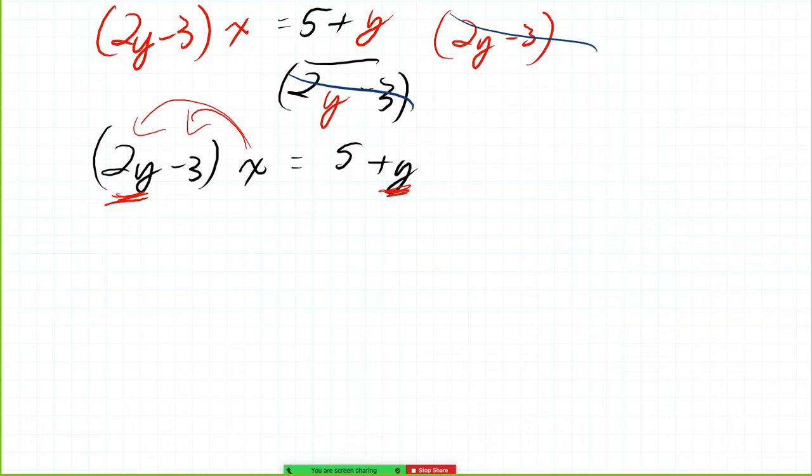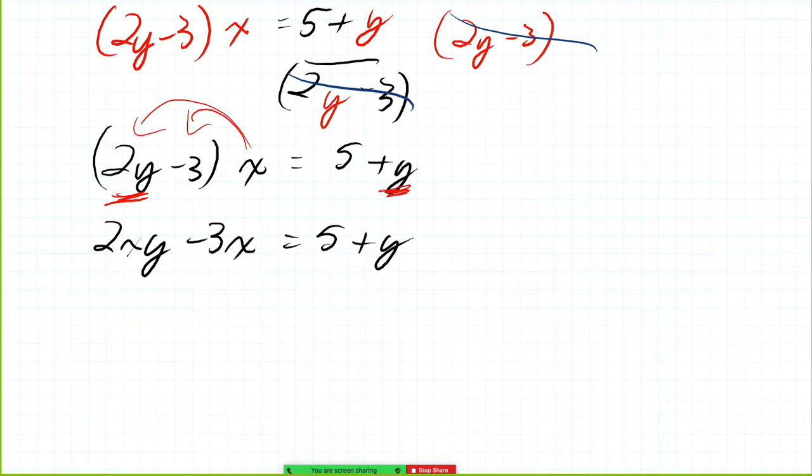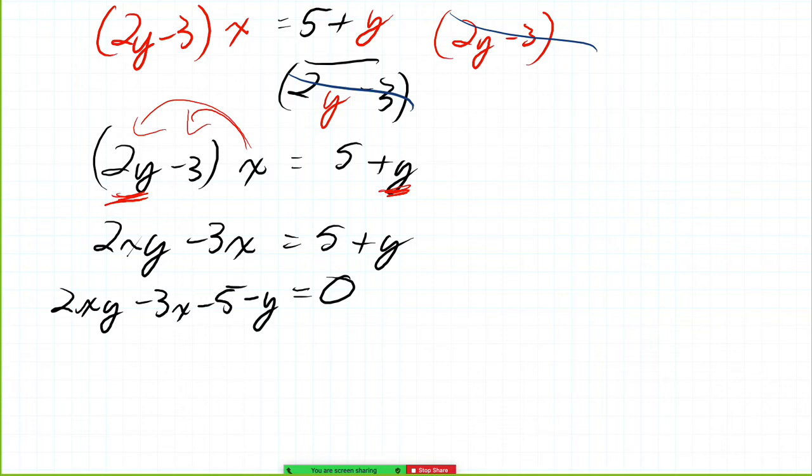So we'll distribute the x and we get 2xy minus 3x is equal to 5 plus y. We'll move everything from the right side over to the left, so we'll end up with an expression equal to 0: 2xy minus 3x minus 5 minus y. Essentially, when these came over to the other side, we got the opposite operations. We now set it equal to 0. There might be a common factor we can pull out. Doesn't look like it off the top.